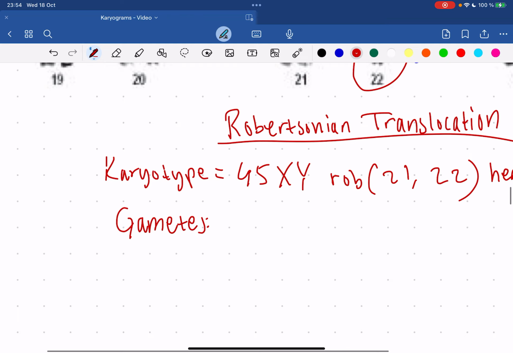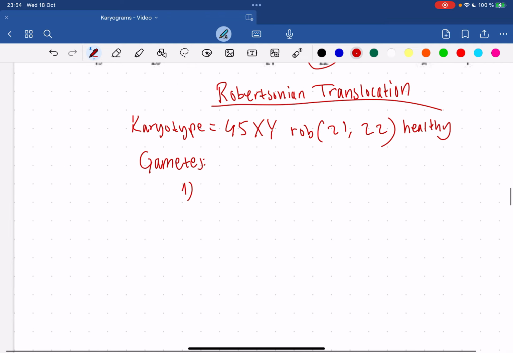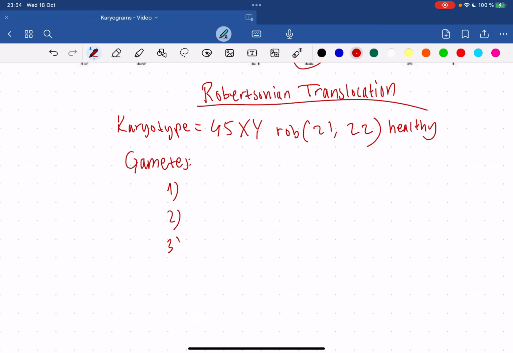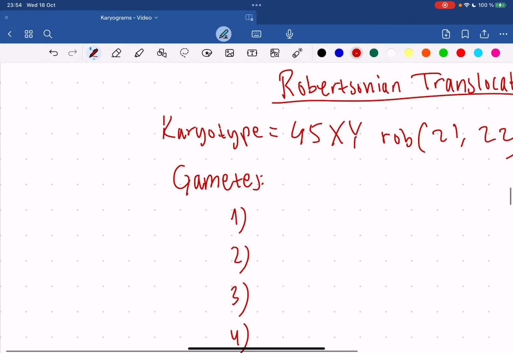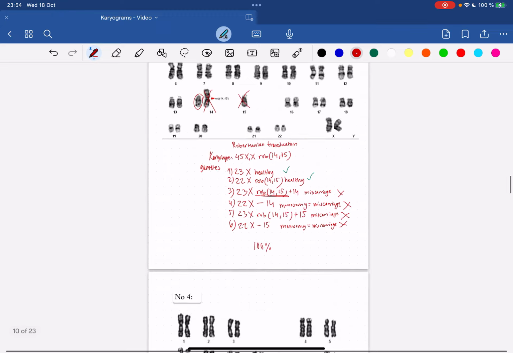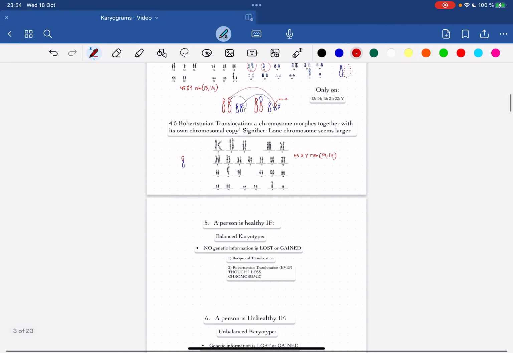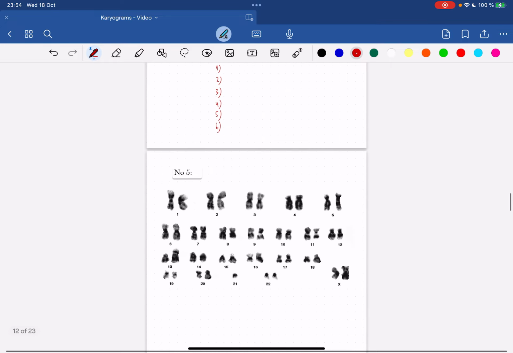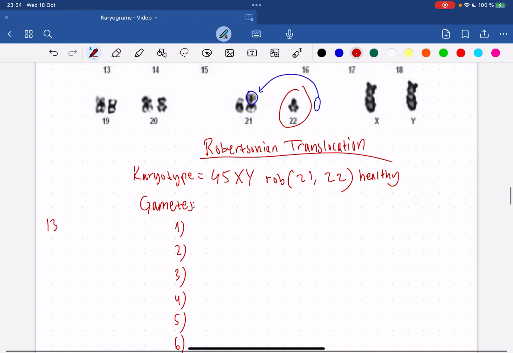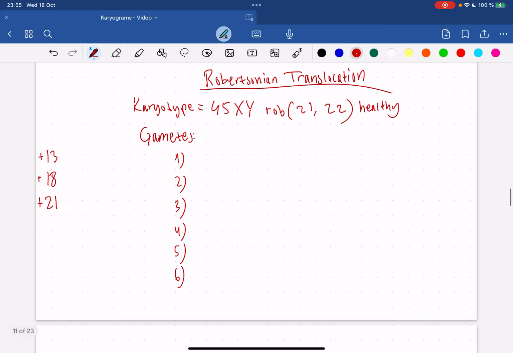For gametes, because it's Robertsonian, there are 3 options: 4, 5, 6. Now remember, trisomies, I think it's 13, 18, and 21. Yeah. Trisomies can only be viable if it's 13, 18, or 21. Plus 13, plus 18, and plus 21. Okay? So let's look at the first one.